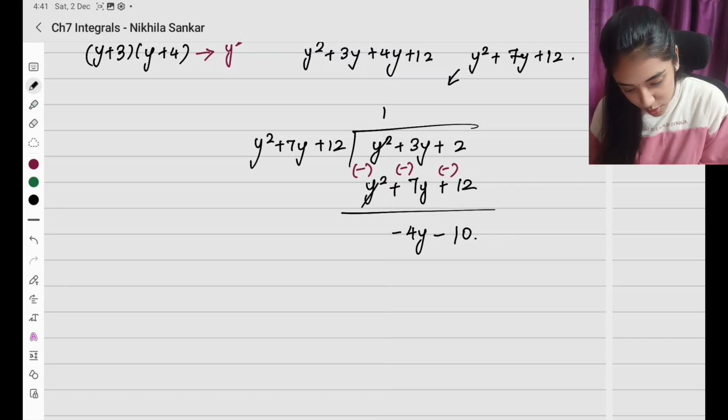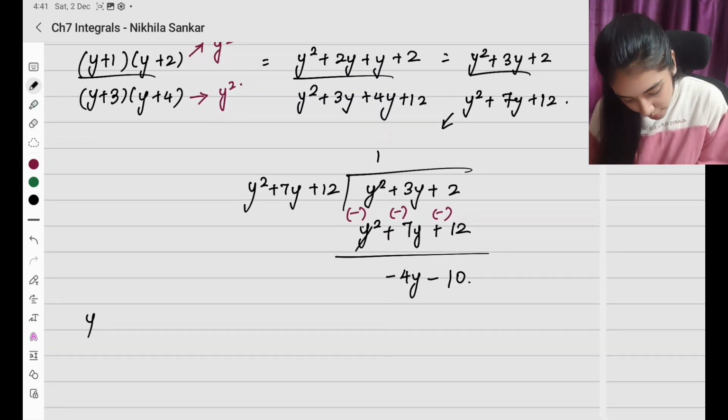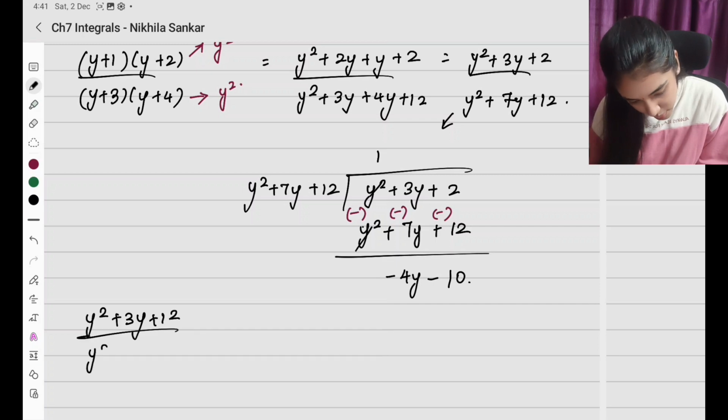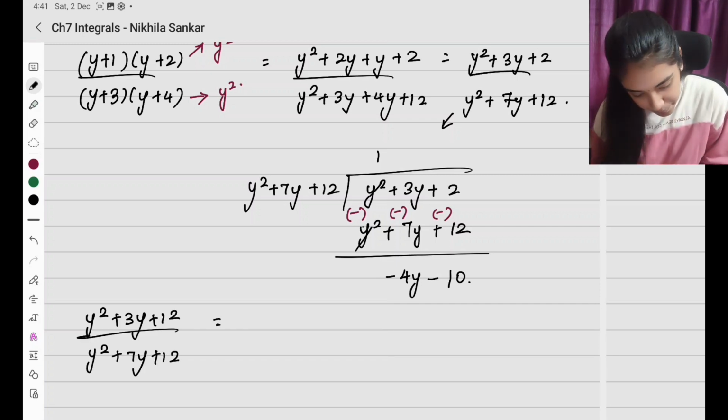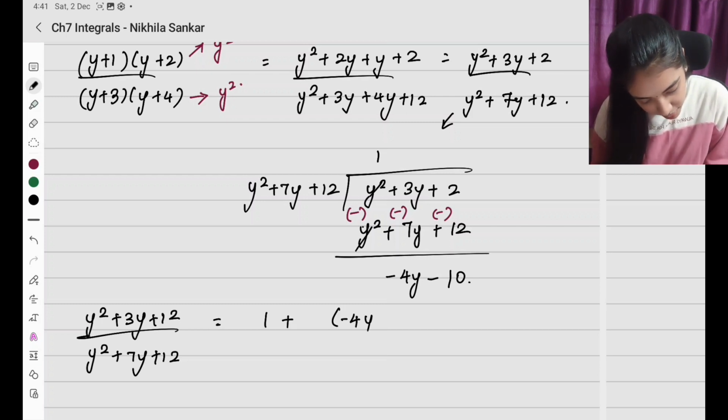So the question looks like this: y square plus 3y plus 2 divided by y square plus 7y plus 12 can be written as 1 plus the remainder, minus 4y minus 10, divided by y square plus 7y plus 12.